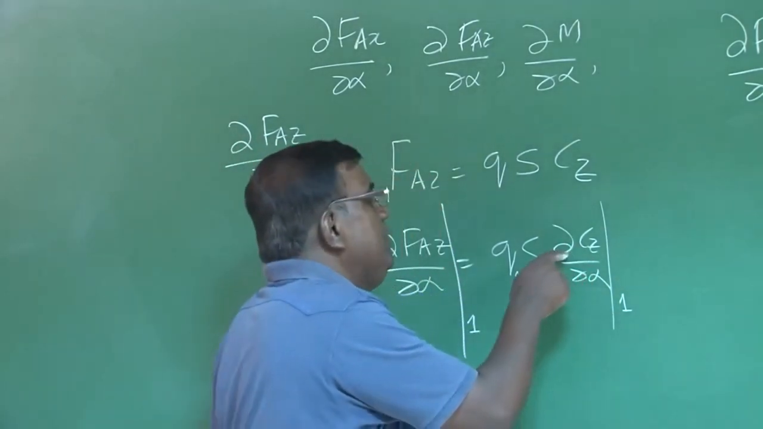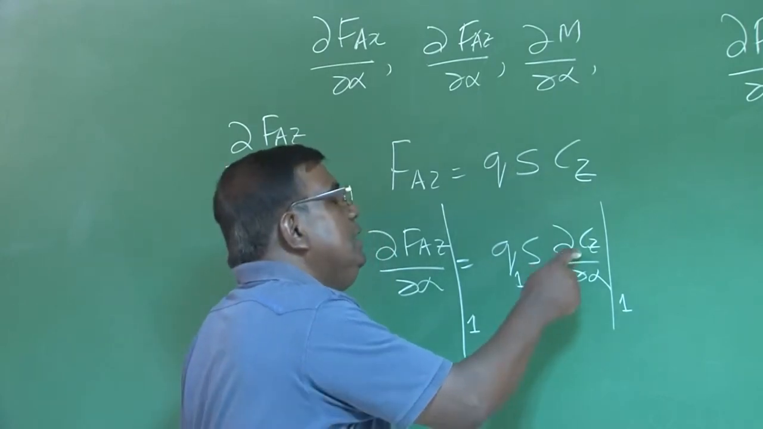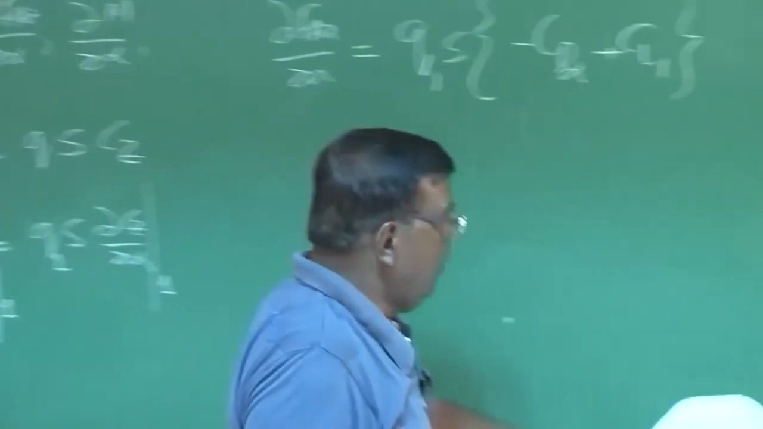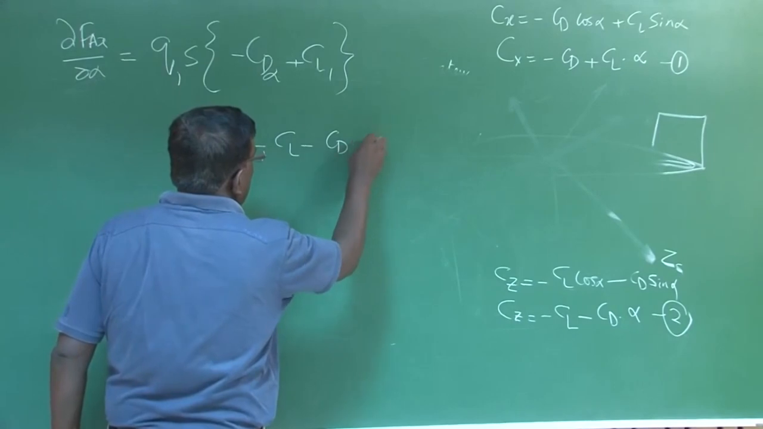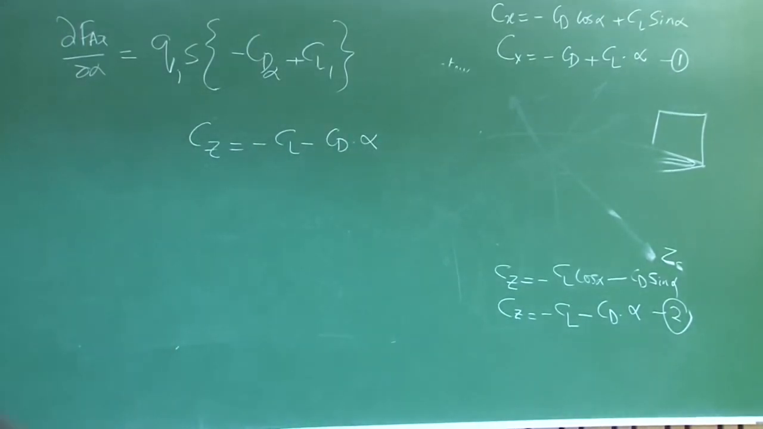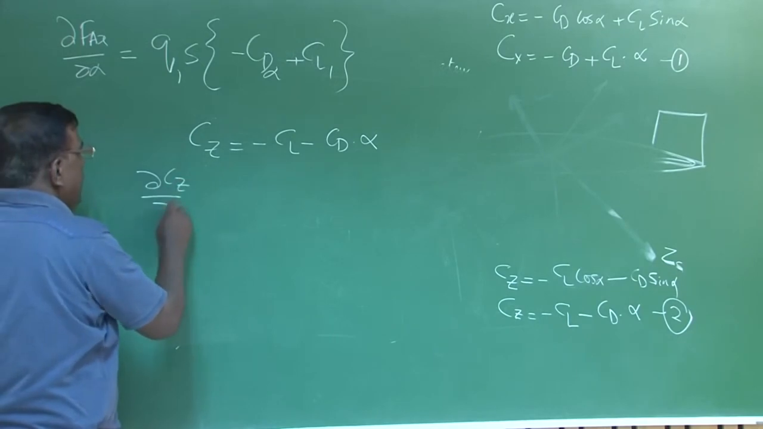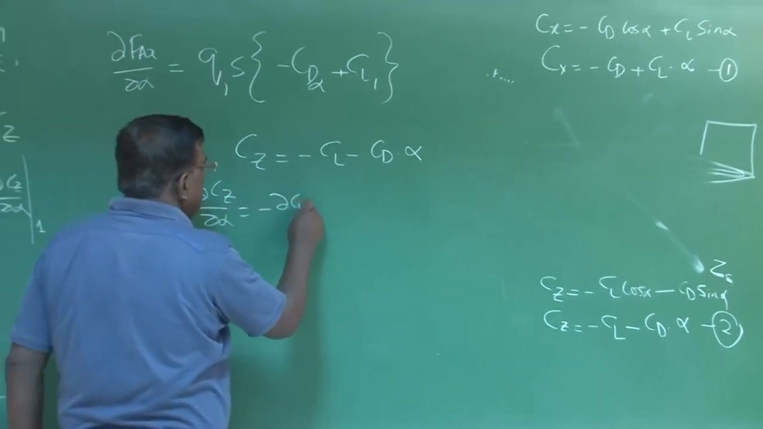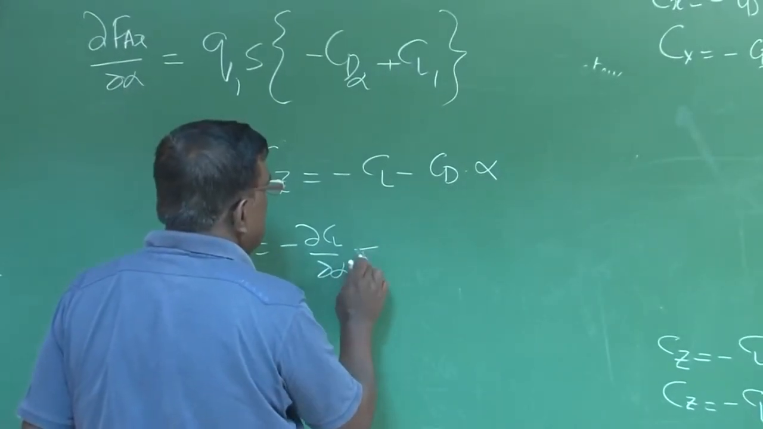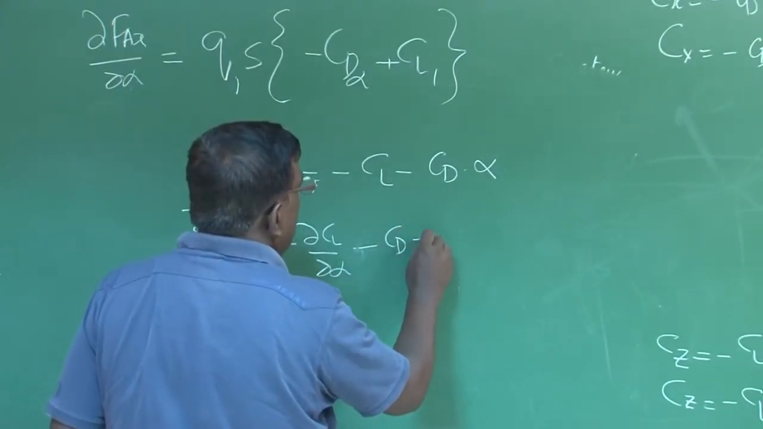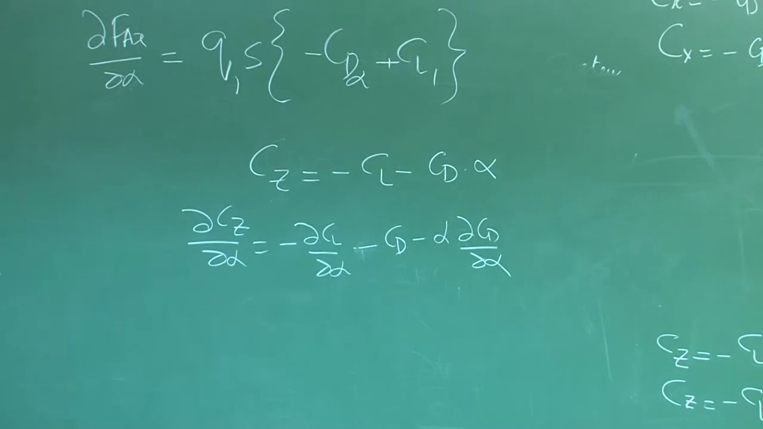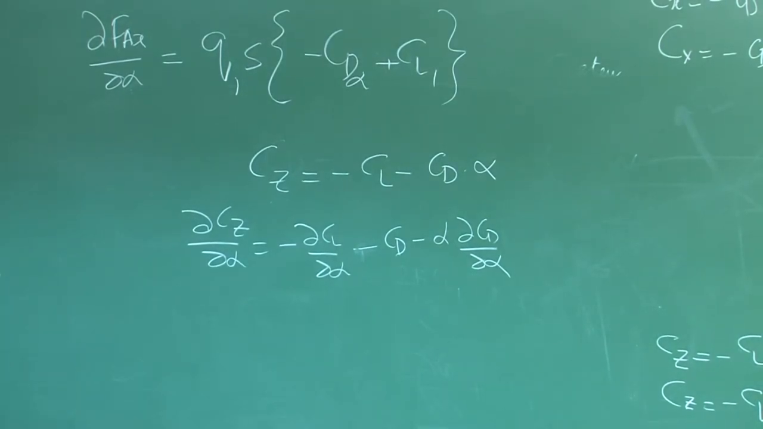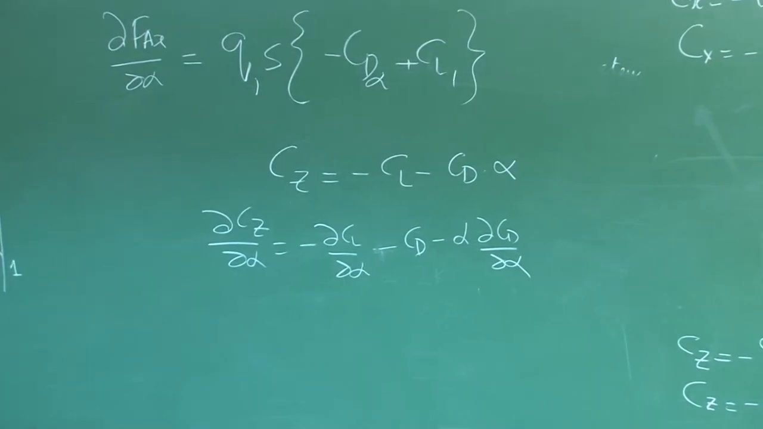Similar to what we did for dFx by d alpha, nothing new. There, I wanted an expression for dCx by d alpha. Now here, dCz by d alpha. So again, we go here. What is Cz? Cz is nothing but minus CL minus CD alpha for small angle approximation. So you can find dCz by d alpha as minus dCL by d alpha minus CD minus alpha into dCD by d alpha. Simple derivation, I'm just taking the derivative on both sides with respect to alpha.